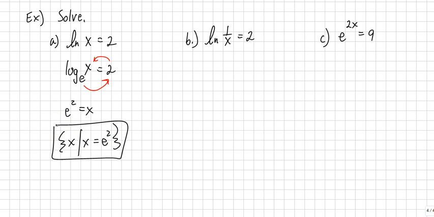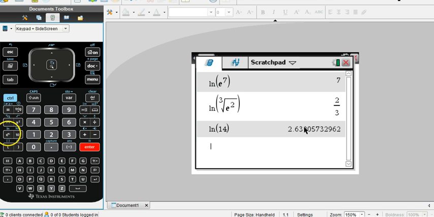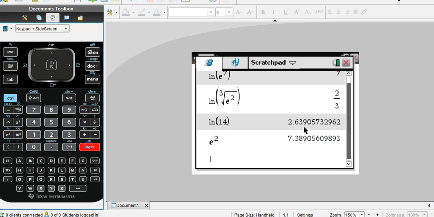Remember, e squared is just a number. So e squared is about 7.389. So it's weird because when you see e, you don't think of a number, but in mathematics it actually is a number. So e squared is 2.71828 squared, which is 7.389.